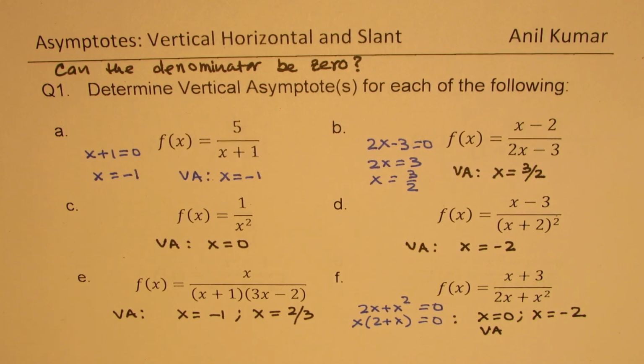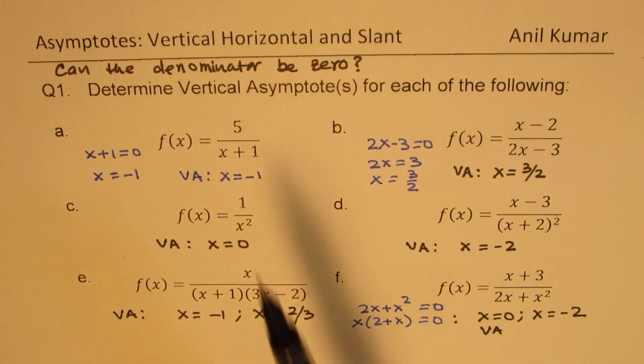It is important to note that there is no common factor between numerator and denominator, especially with the term where the denominator becomes 0. And therefore, in all these cases, we have only vertical asymptotes. I mean, we are only considering vertical asymptotes for the time being. There could be other asymptotes also, right? So we are specifically only checking vertical asymptotes at present.